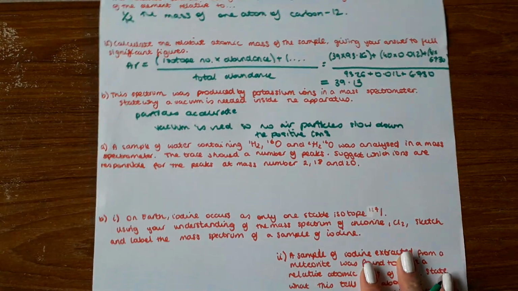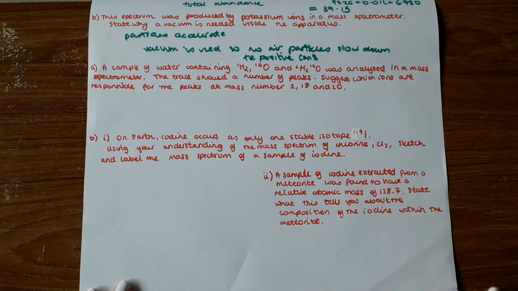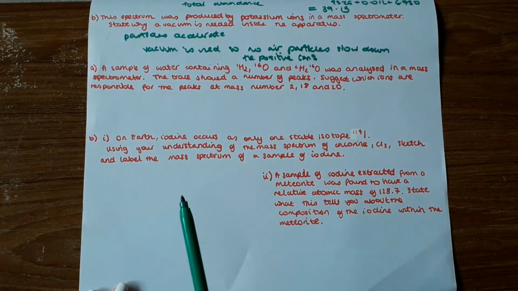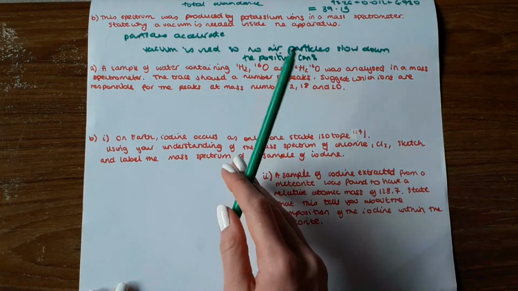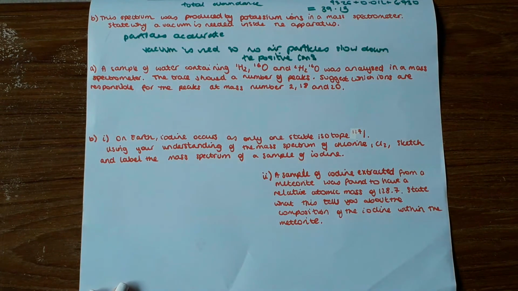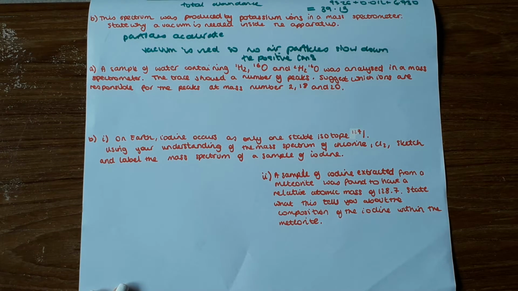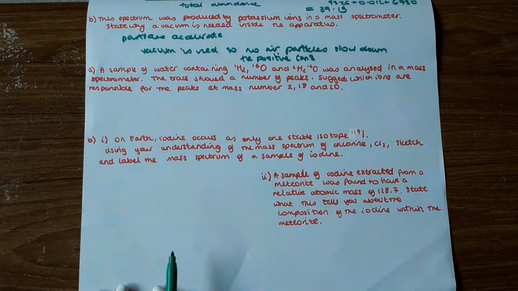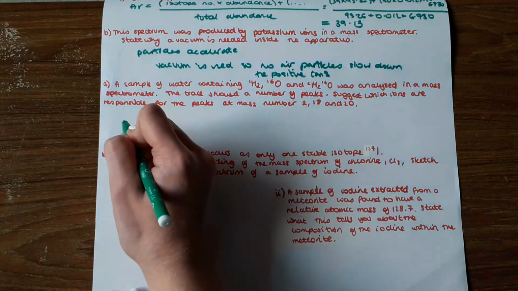So now we've got our last question. A sample of water containing 1H2 16O and 2H2O was analysed in a mass spectrometer. The trace showed a number of peaks. Suggest which ions are responsible for the peaks at mass number 2, 18 and 20.